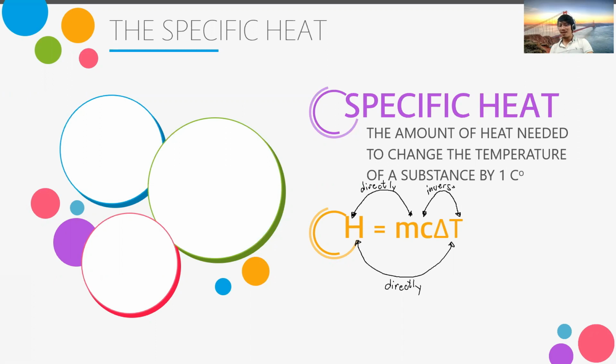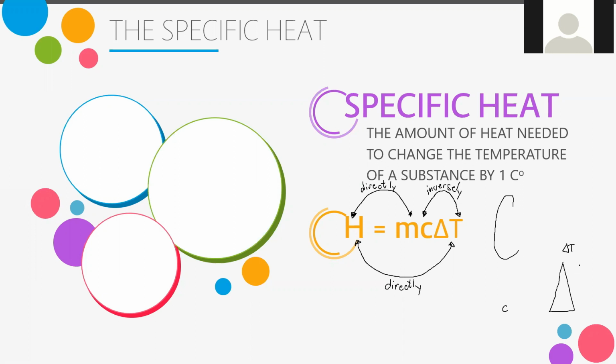Ano ang ibig sabihin ng inverse proportionality, Joanna? Pag mataas ang specific heat, mababa ang change of temperature. Kapag mababa ang specific heat, mataas ang change of temperature. Kapag mataas ang specific heat, ano yung change of temperature? Mababa po. Very good. Kapag maliit ang specific heat, ano yung change of temperature? Mataas po. So that's the meaning of inverse proportionality. Take note of that, importante masyado yan later sa ating discussion. So they are inversely proportional.